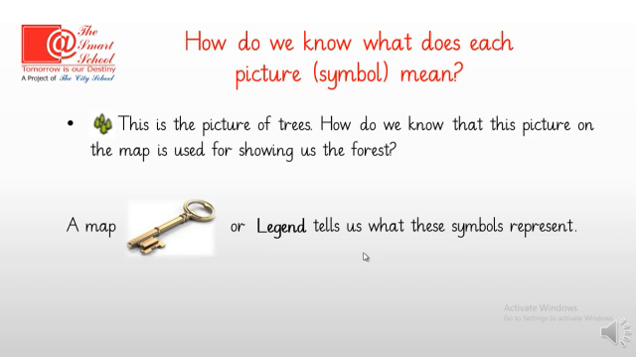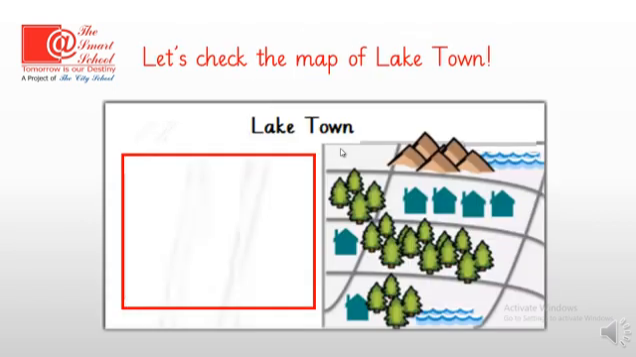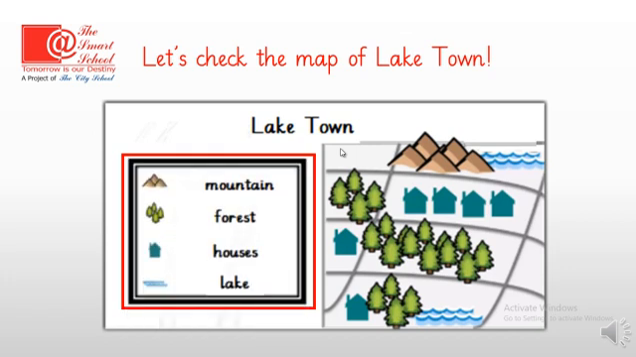How do we know what each picture or symbol means? This green picture, this is a picture of trees. How do we know that this picture on the map is used for showing us the forest? Yes, a map key or legend tells us what these symbols represent. So, for decoding these symbols, we need the map's key. So, the blur part, we are going to show it to you now. Yes, this is the map's key.